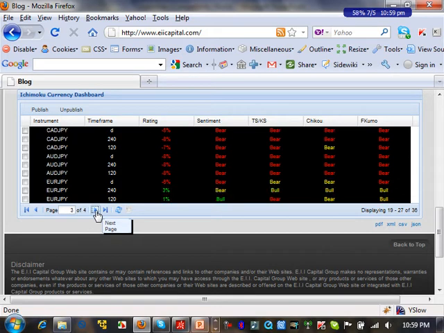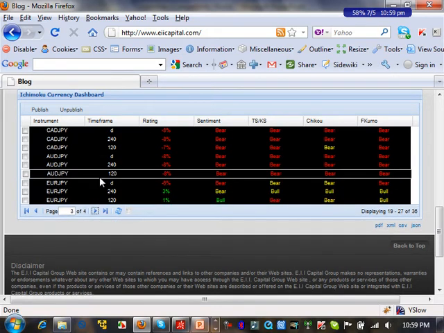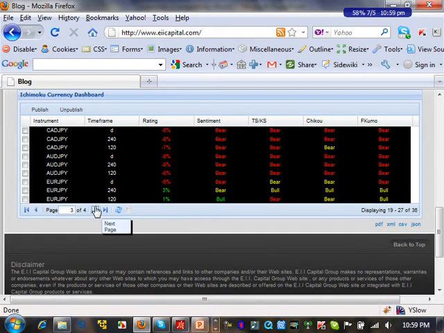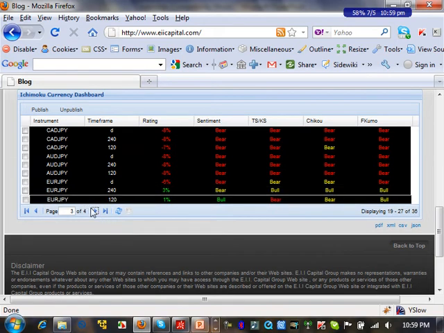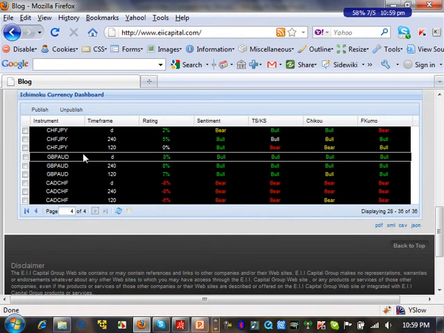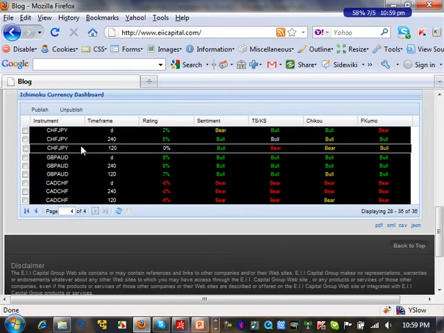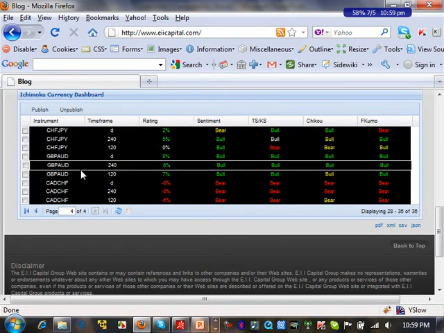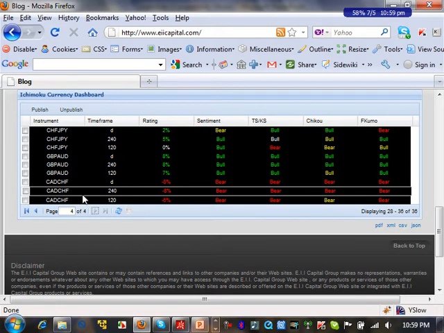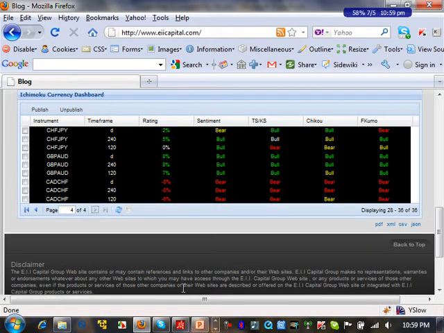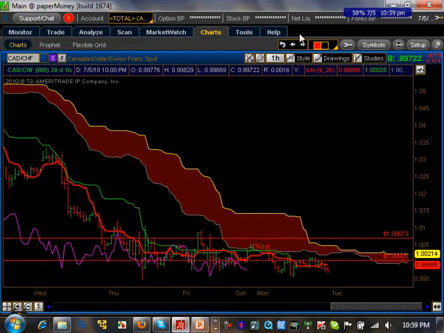CAD Yen, there's opportunities on the bearish side. Australian Yen, opportunities on the bearish side. So a lot of yen pairs have opportunities on the bearish side where the yen is stronger. It's not stronger against the Euro right now, or there's conflict, and also against the Swissy, if you notice that. Pound Australian is bullish, and also CAD Swissy is bearish. So let's go to the charts and look at everything.